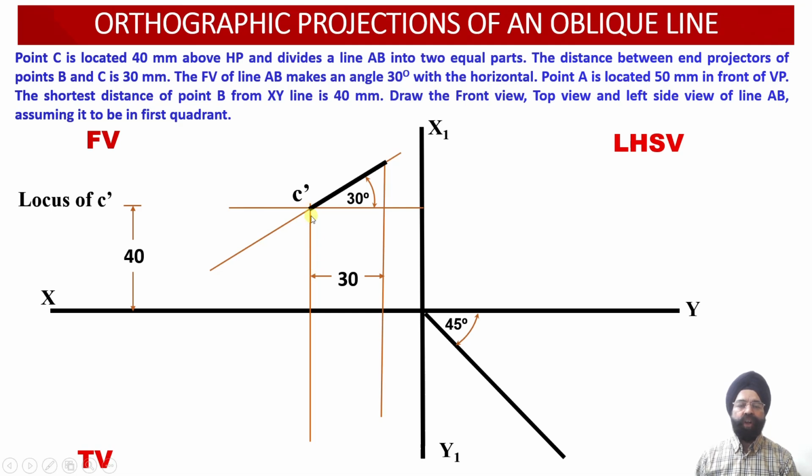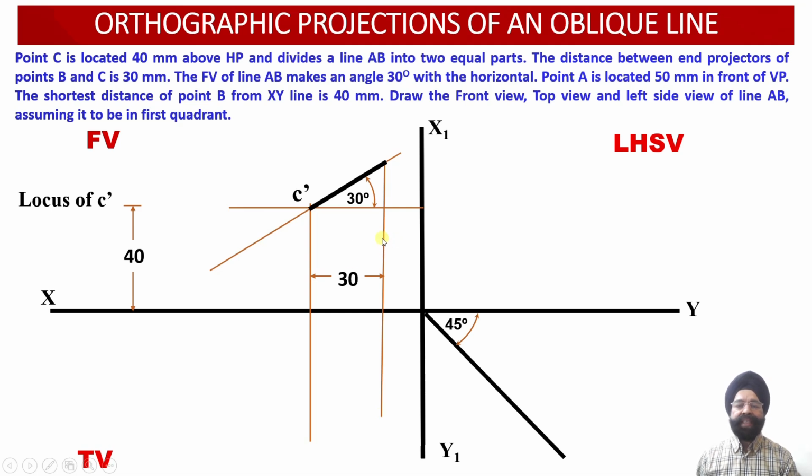So once we have drawn this vertical projector line, another vertical projector line we can draw at a distance of 30 millimeter from the end projector corresponding to the point C over here. So this is the end projector corresponding to the point C. We mark a distance of 30 millimeter on the right hand side, and the moment we mark this distance, we will be able to obtain the end projector corresponding to the point B in the front view as well as in the top view projections over here.